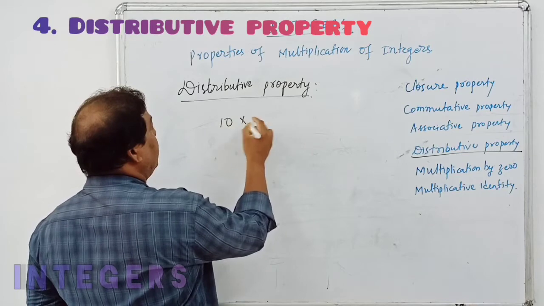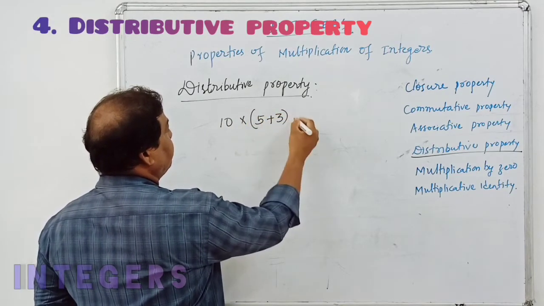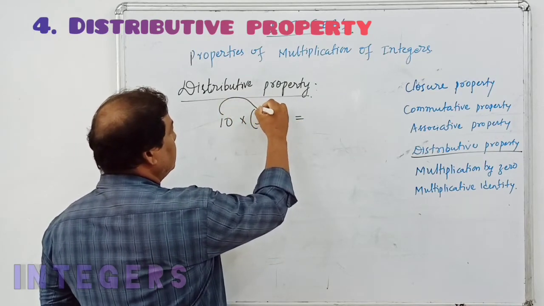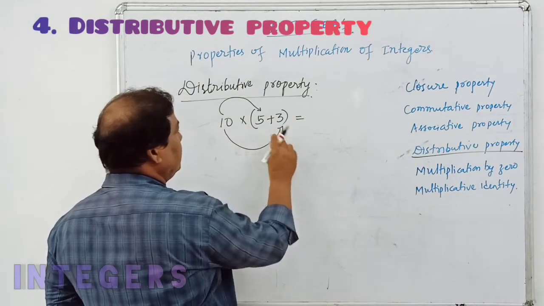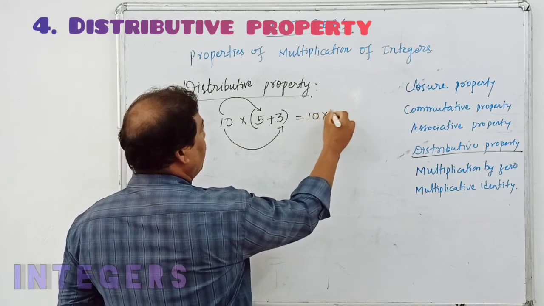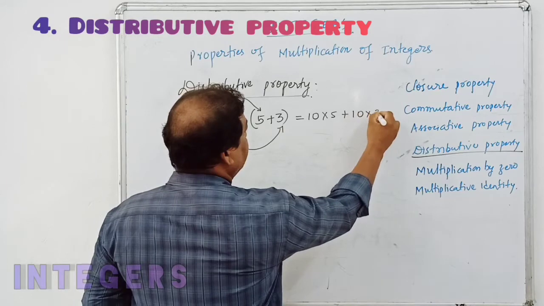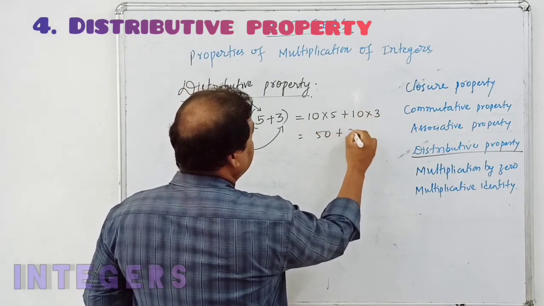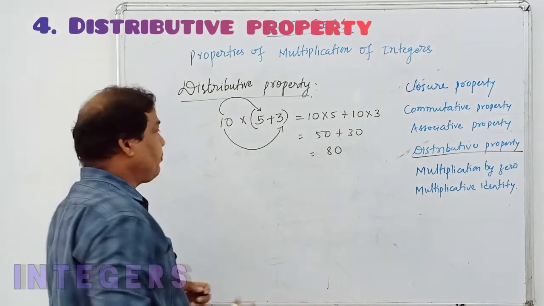10 multiplied with 5 plus 3. So 10 multiplied with the first term, that is 5. 10 multiplied with the second term, that is 3. Means 10 into 5, then 10 into 3. So that means 10 times 5 is 50, 10 times 3 is 30. That is, the result will be 80.